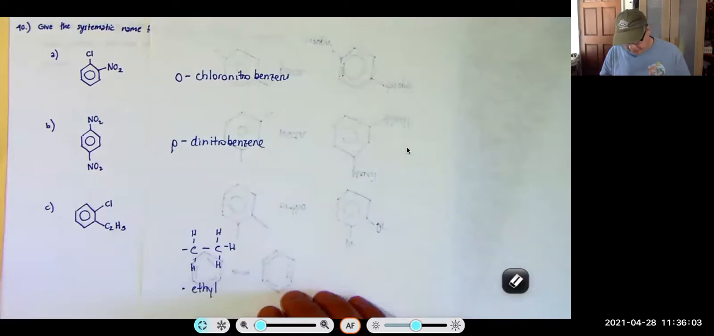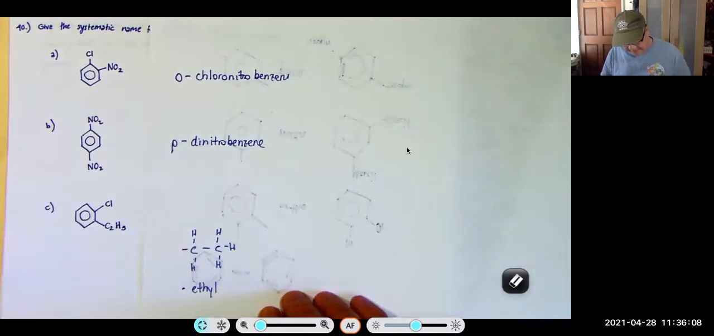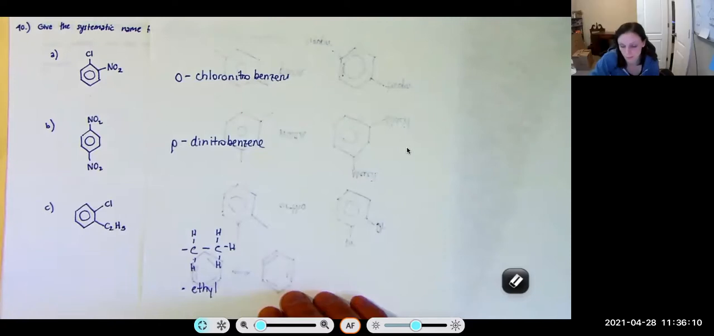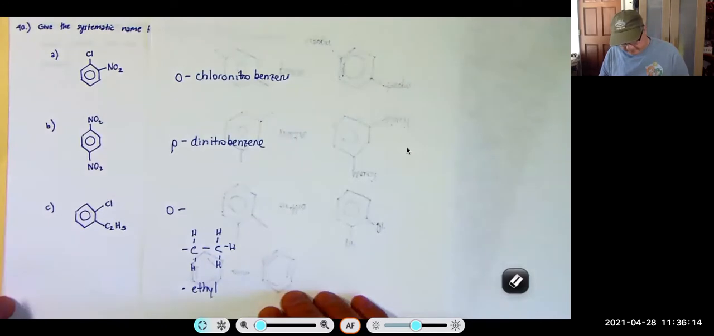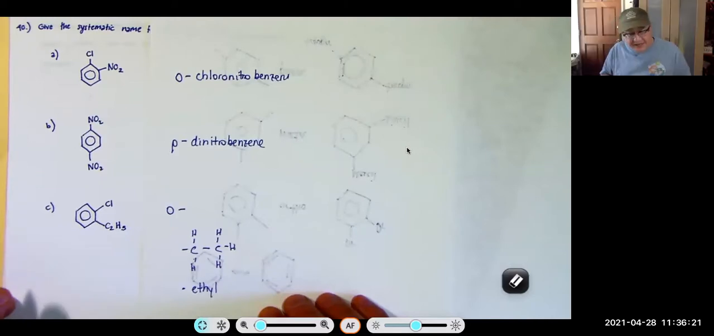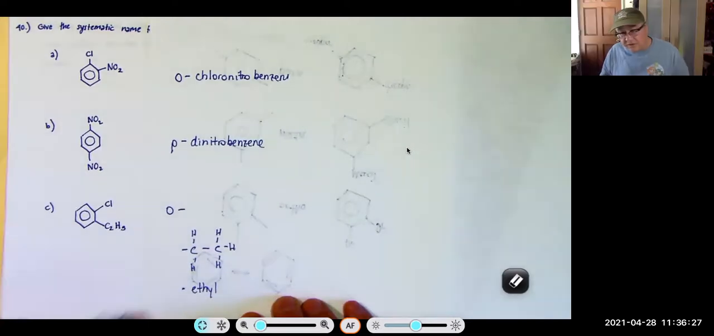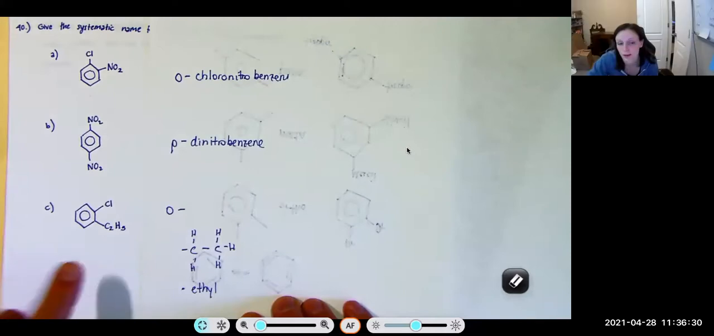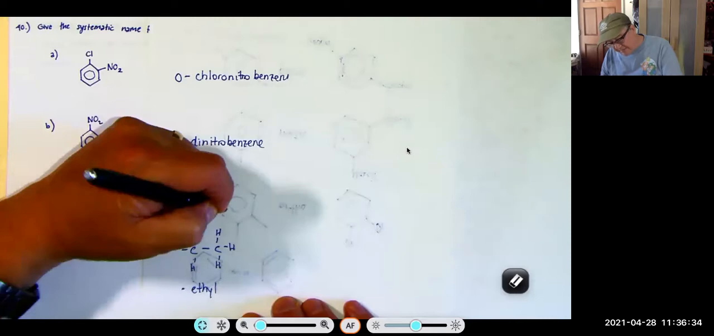Okay, so what are we going to call this one? Ortho, meta, or para? I guess it's ortho. That's right, because they are right next to each other. So it's an ethyl because of the 2 carbons, right? Yeah, 2 carbons is ethyl. So it's ortho, chloro, ethyl, benzene.